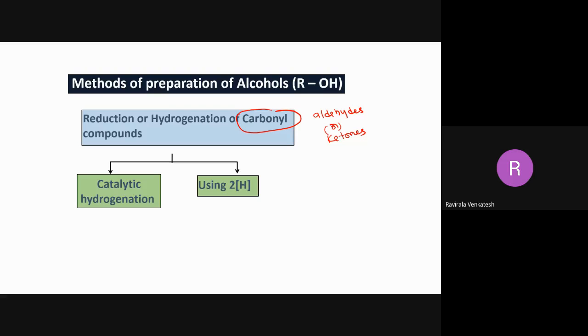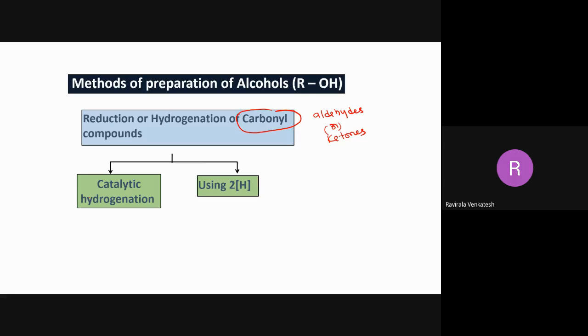In the previous methods, whatever we discussed, hydration and hydroboration, these two methods convert alkenes into alcohol. If you remember this, it will be useful for the conversion methods. Now in the next process, carbonyl compounds are converted into alcohols. Carbonyl compounds means aldehydes or ketones, collectively called carbonyl compounds.